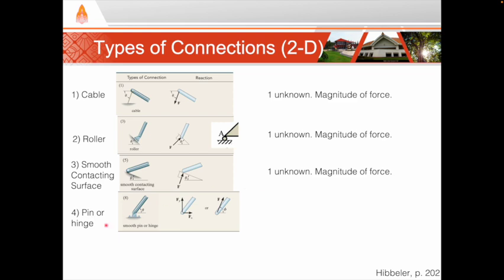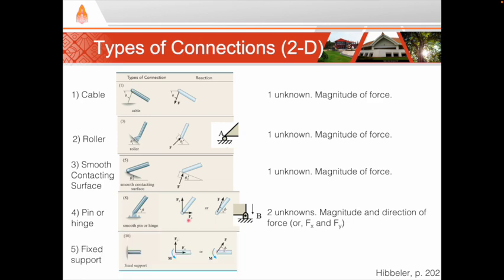The fourth type of connection is a pin or hinge. In a 2D diagram, we usually use a symbol that looks like this, or a triangle. A pin can rotate, so there is no moment at the reaction, but it can exert a force in any x or y direction. So there are 2 unknowns, the Fx and Fy.